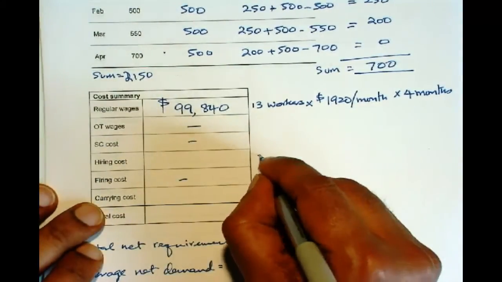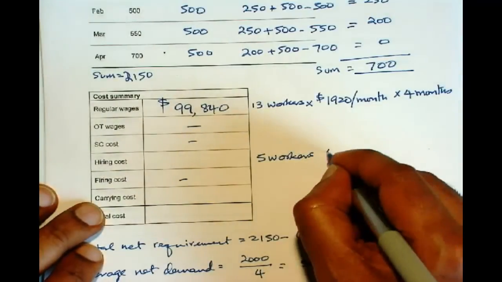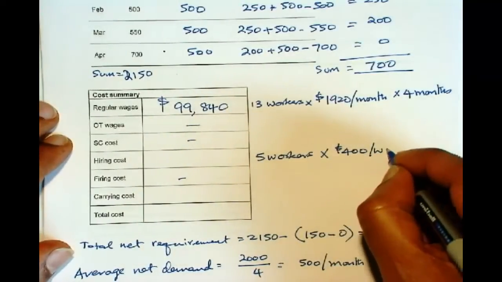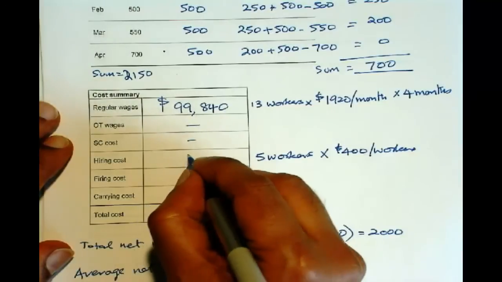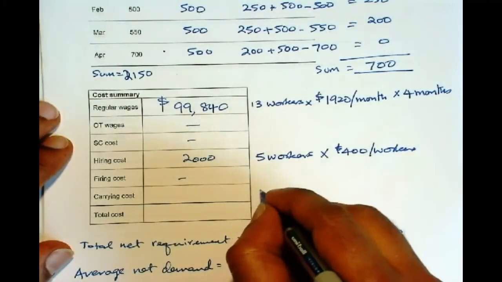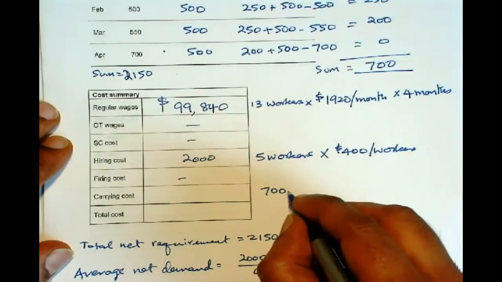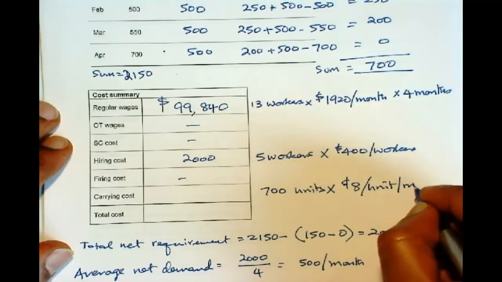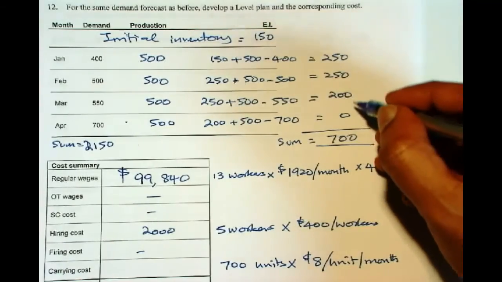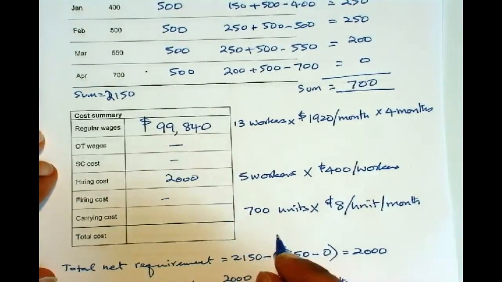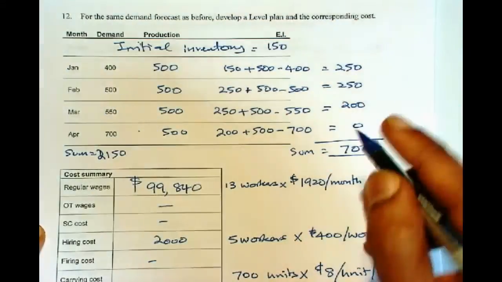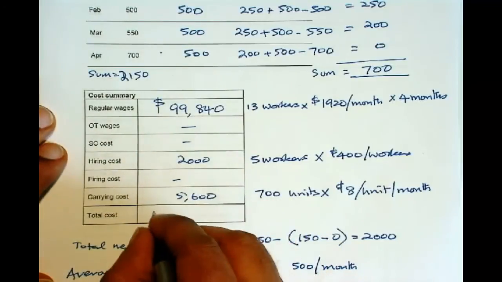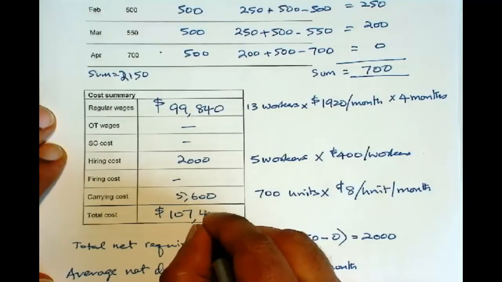5 workers hired and times $400 per worker, and you get 2,000. And then carrying cost is 700 units total times $8 per unit per month. So we've added up all the 4 months. So you shouldn't multiply this by 4 again, because that would mean that we had 700 at the end of each month. That would be wrong. And then so that's 5,600 for a total of 107,440.